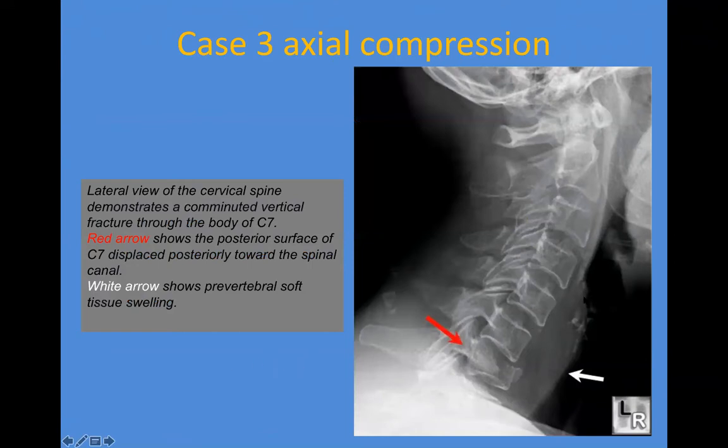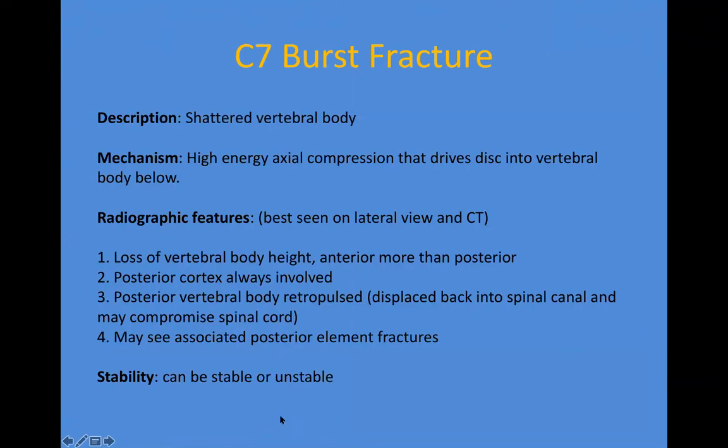And you have a lot of prevertebral soft tissue swelling here, anterior to C7. So this is just the same mechanism basically as that C1 Jefferson fracture, just lower down in the vertebral body. And you have axial compression that pushes the disc into the vertebral body and pushes those fragments apart.